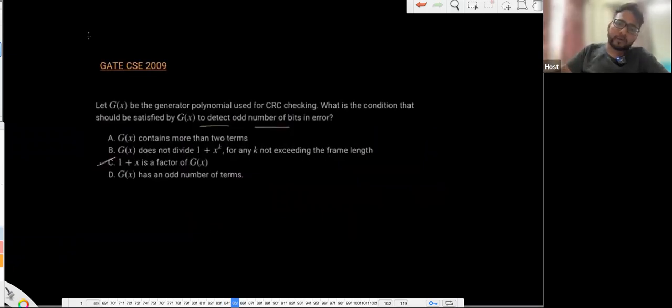Let's solve one GATE PYQ. What they're saying is, g(x) is a generator in the CRC checking. What is the condition that g(x) should satisfy to detect an odd number of errors? If you want to detect all odd numbers of errors, then 1 plus x should be a factor of g(x). This is correct. Suppose this is an MSQ. Then what else? g(x) has an odd number of terms. No, if g(x) has an odd number of terms, it doesn't mean that it cannot divide. Let's suppose this is your e(x).